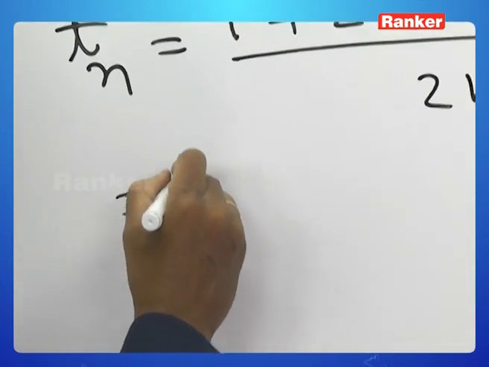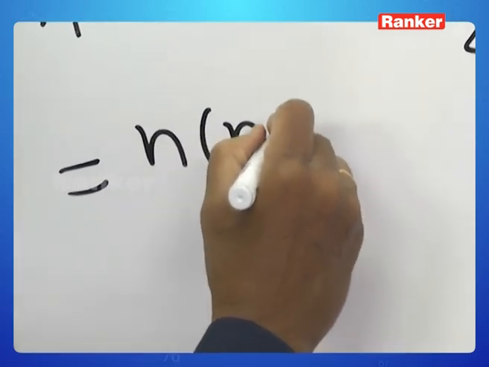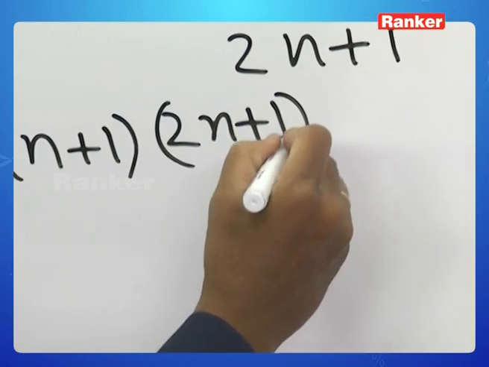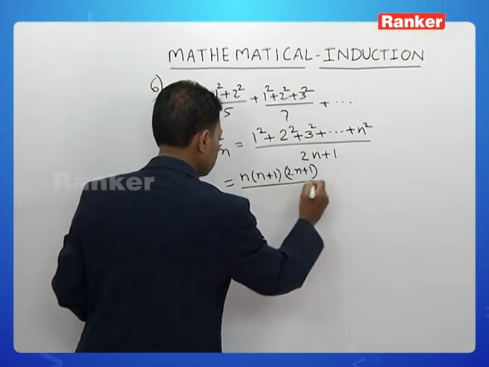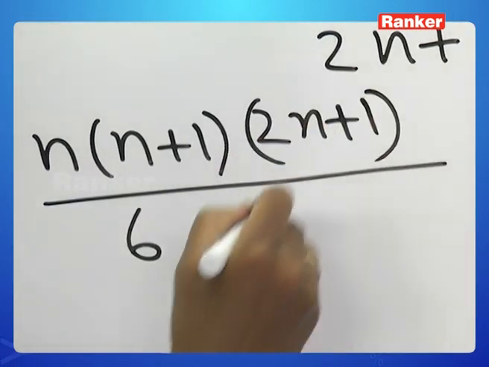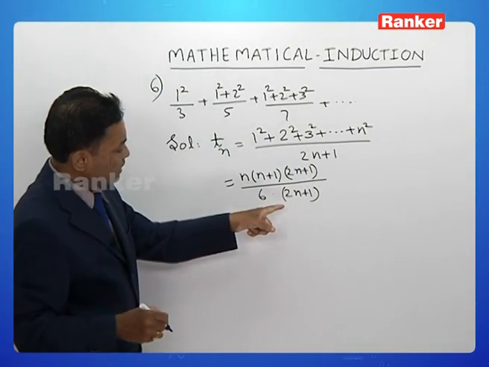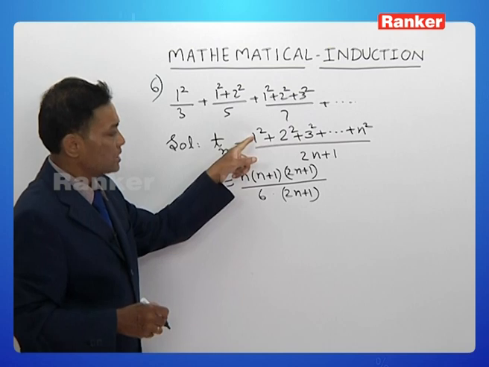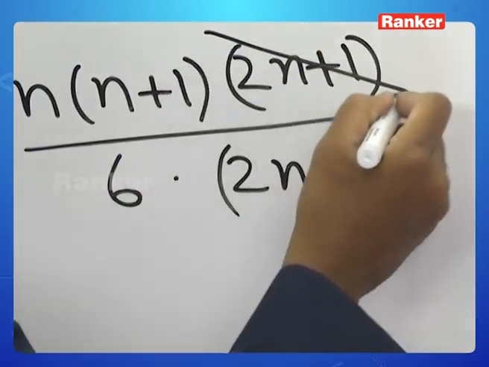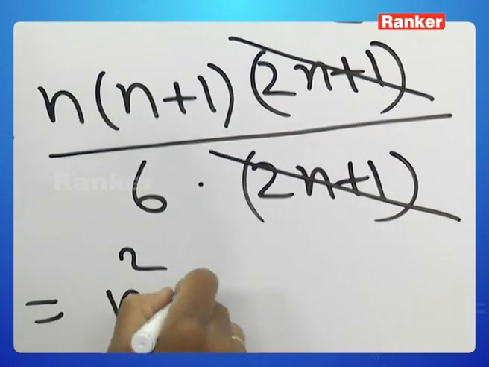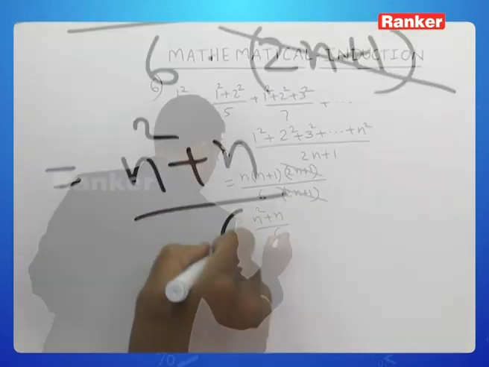Sigma n square, what is the formula? n into n plus 1 into 2n plus 1 by 6, into this 2n plus 1. So, other than this 2n plus 1, this is the formula for sigma n square. Now, they are getting cancelled. So, we got n square plus n by 6. This is the nth term.